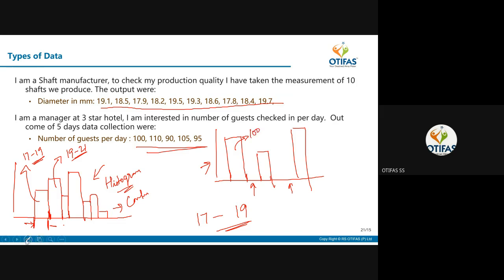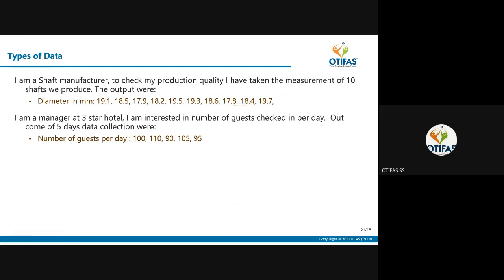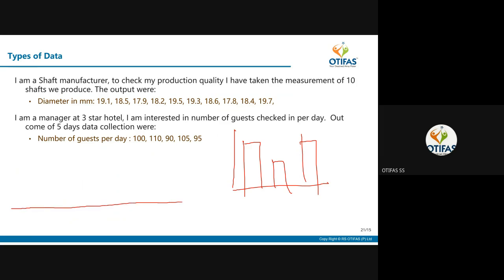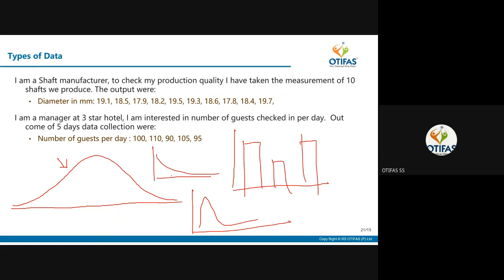And if you have bar graphs, it will always be like this, whatever it may be. But when you have millions and millions of data points, and you want to represent continuous data, it is represented something like this. This is called the normal graph. Sometimes it may be like this also, right skewed, and like this also, whatever it may be. All these are different probability distributions.